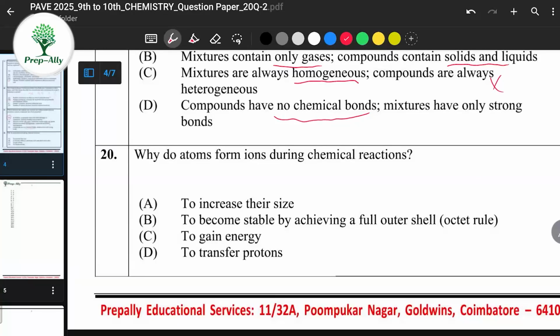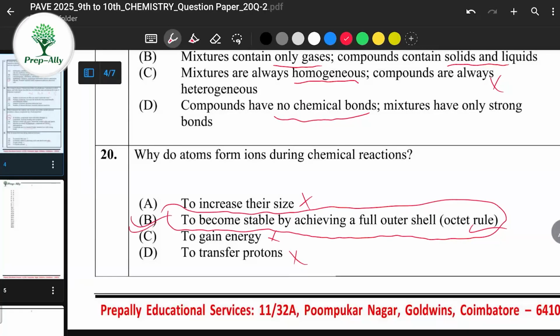Why do atoms form ions during chemical reactions? To increase their size? No. The atoms are reacting. Either they will form a chemical reaction, or they will form a bond, ionic bond or covalent bond. All the atoms react to achieve stability. So the first option is to increase size. No. To become stable by achieving a full outer shell. Yes. To gain energy. No. To transfer protons. No. The only correct option is B. To achieve stability, that's why they are reacting and forming any chemical bond or participating in a reaction. Correct option is B.